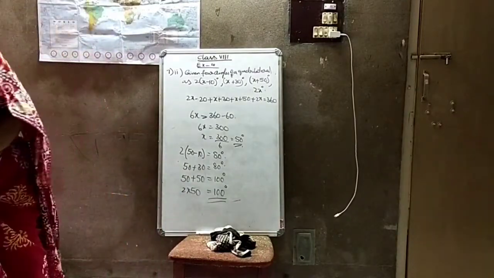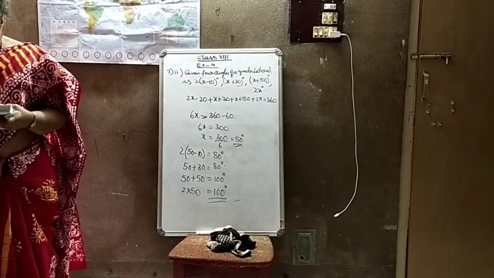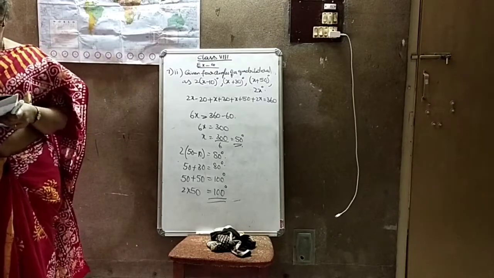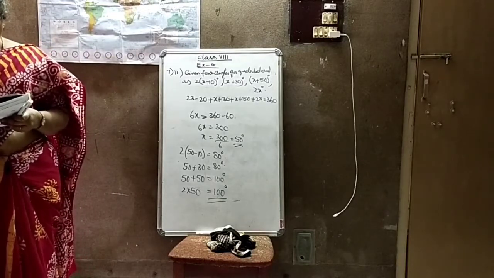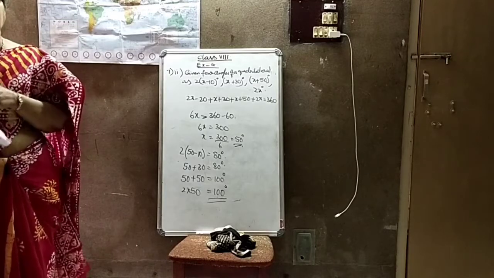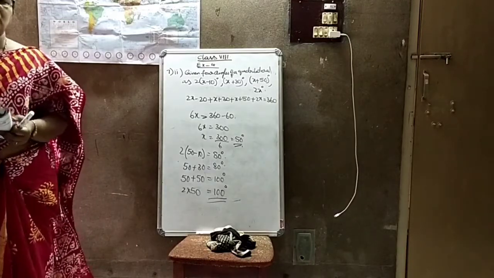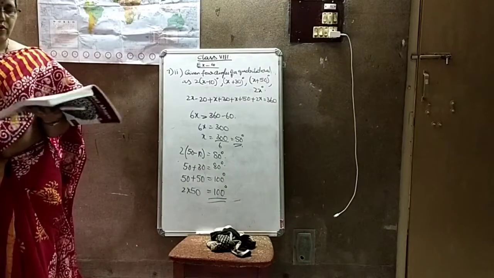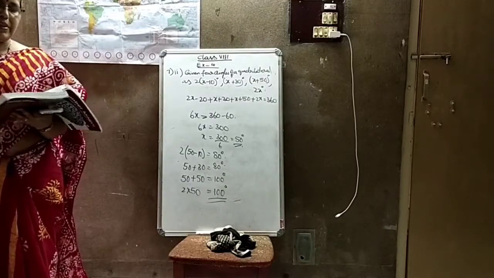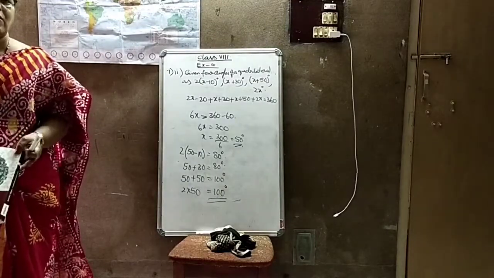Children, finish the seventh sum. The remaining three we can continue in the next topic, no? Because those will be there in your special types of quadrilaterals and all. Then you can solve it.